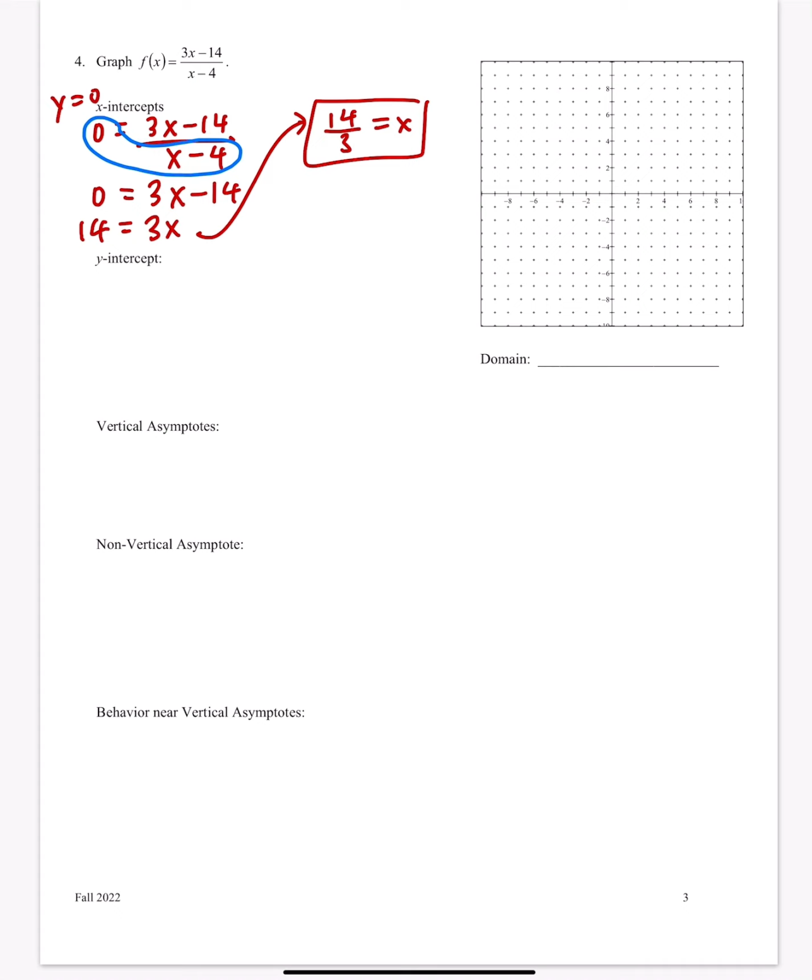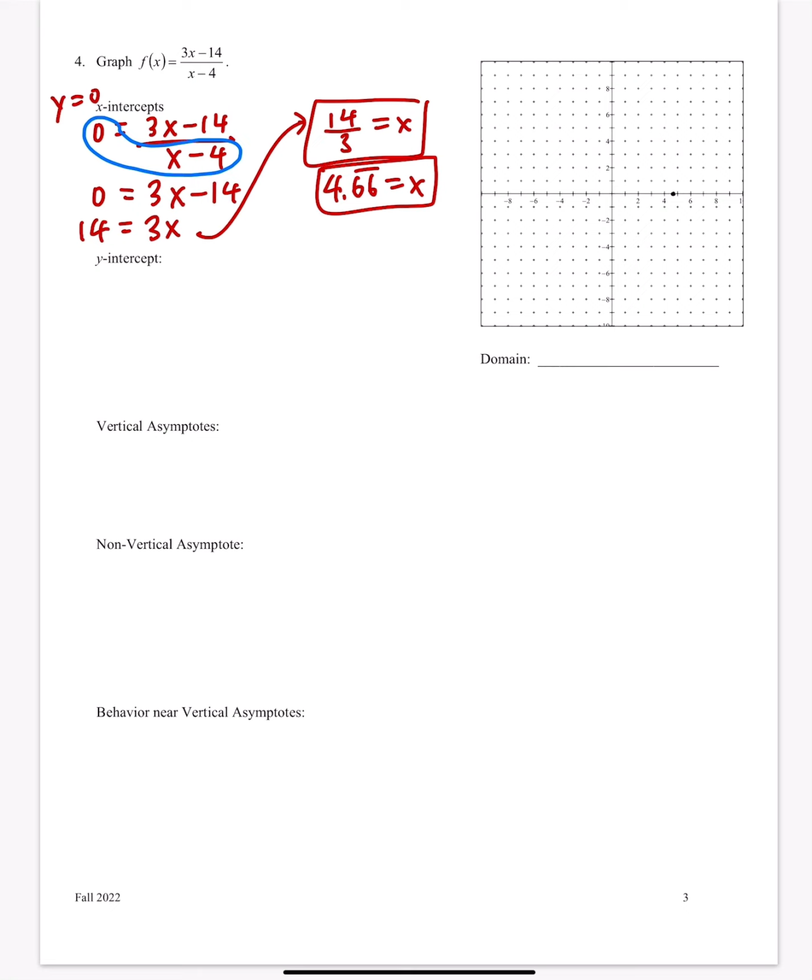If you work it out, 3 goes into 14 4 times, so it's going to be 4 and 2/3, which is about 4.66 repeating. That is our x-intercept. So we should make a little dot at 4.66, somewhere over there.